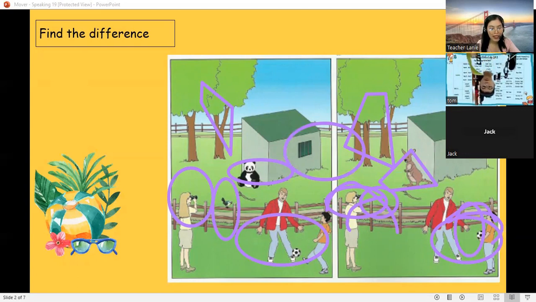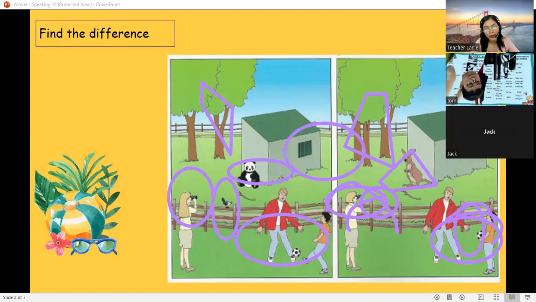In the picture, I can see what? In the picture, I see picture one, and the panda is next to the house, but we see the kangaroo is next to the house. Okay, that's good.